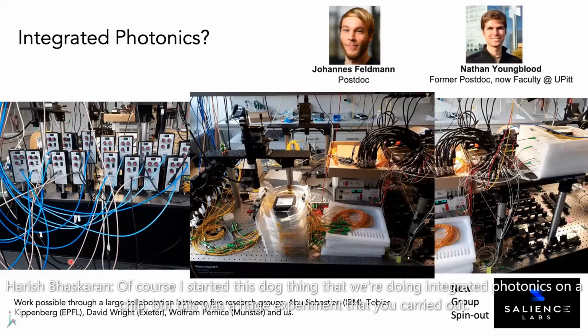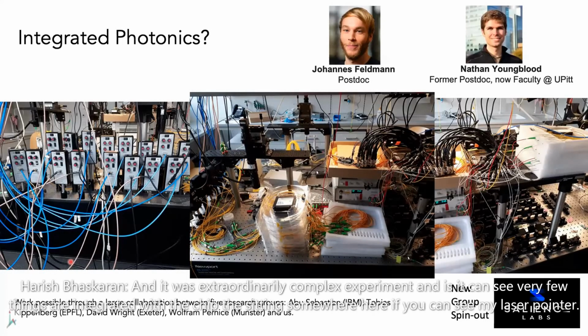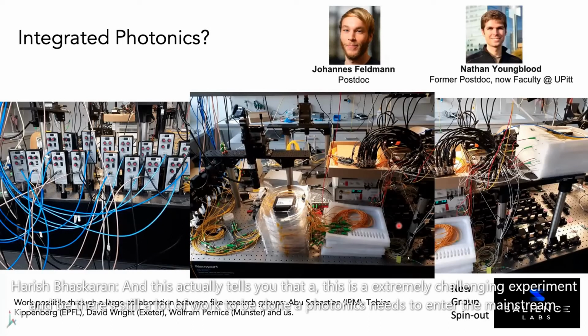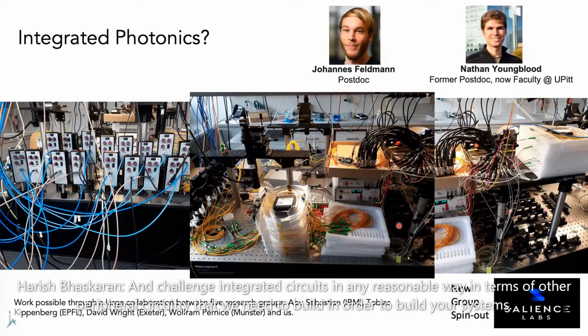Now, of course, I started this talk saying that we're doing integrated photonics on a chip, but this was a huge experiment that Johannes carried out, and it was an extraordinarily complex experiment. And as you can see, very few things are integrated. The chip is sitting somewhere here, if you can see my laser pointer, and you can see the complexity of the experiment in terms of just the sheer components that are required all around it. And this actually tells you that A, this was an extremely challenging experiment, and B, there's still a lot of work to be done if photonics needs to enter the mainstream and challenge integrated circuits in any reasonable way in terms of all the peripheral circuitry that we need to build in order to build real systems, right?